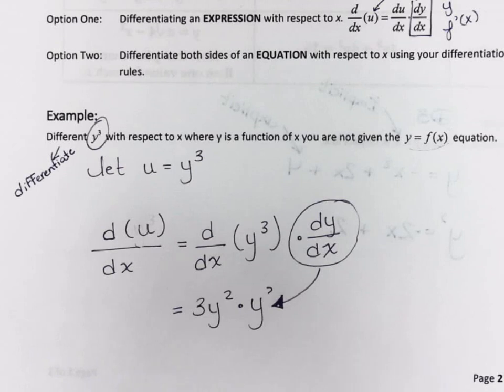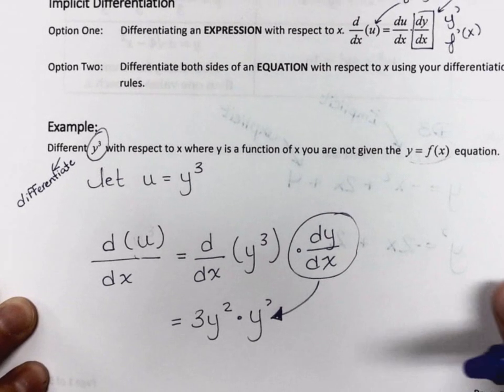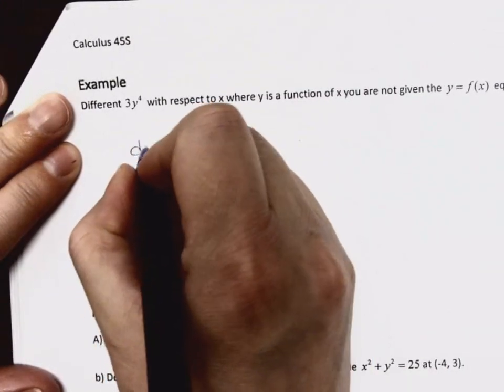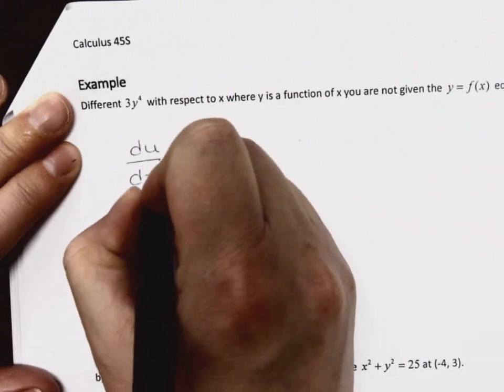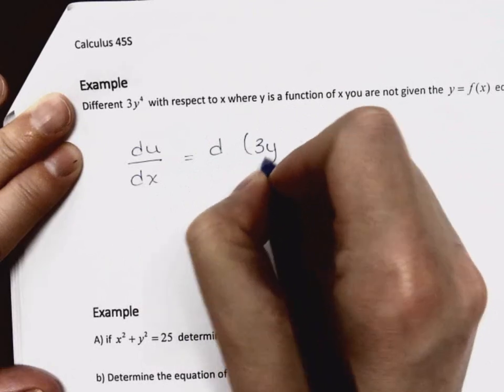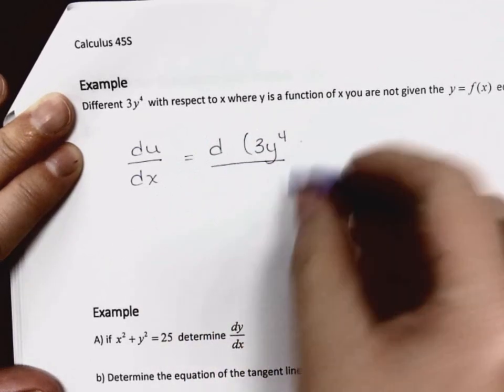And you'll see when we move on to the other ones, it hopefully will make a little bit more sense why we use it. Okay, so we're going to do the exact same thing with this one. So du over dx equals 3y to the exponent of 4.